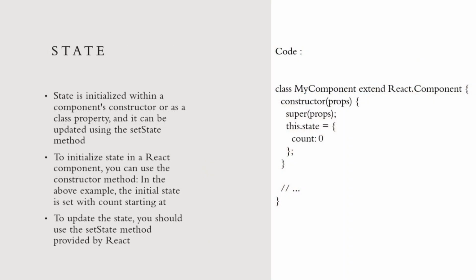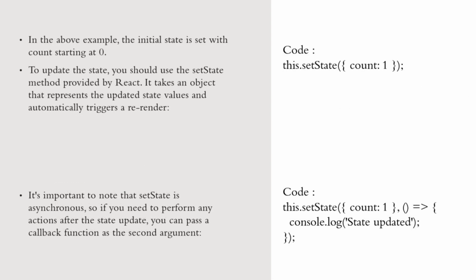State. State is initialized within a component's constructor or as a class property, and it can be updated using the setState method. To initialize state in a React component, you can use the constructor method. Code snippet. class MyComponent extends React.Component, constructor(props), super(props), this.state = { count: 0 }. In the above example, the initial state is set with count starting at 0.